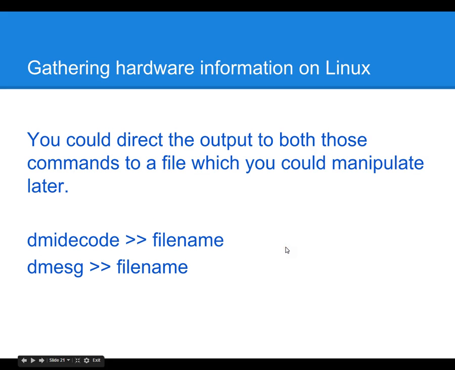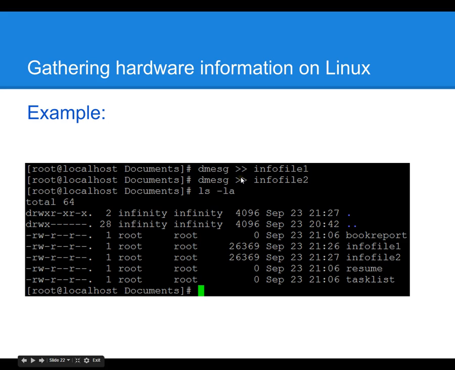Now you could direct the output to a file. You would just type the command dmidecode redirected to a file, and the same for dmesg. I've done that here, and the purpose of doing this is that you plan to maybe go through the data later, or you want to manipulate the data later. So that's the reason you want to put it in a file. So I've done it here, dmesg redirected, and I've named the files info file 1 and info file 2. It looks like I made a mistake. I meant to do dmesg as well as dmidecode. At any rate, moving on.